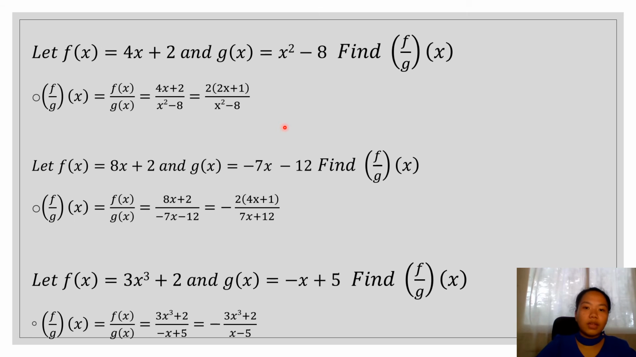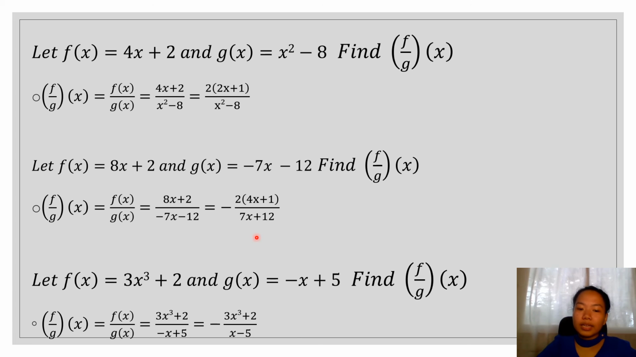So the second example is, let f of x equal 8x plus 2 and g of x equal negative 7x minus 12. Find quantity f over g of x. So quantity f over g of x equals f of x over g of x, which is 8x plus 2 over negative 7x minus 12. So we factor each for us to get the answer. So the factor is negative. In the numerator, 2 quantity of 4x plus 1 over 7x plus 12.